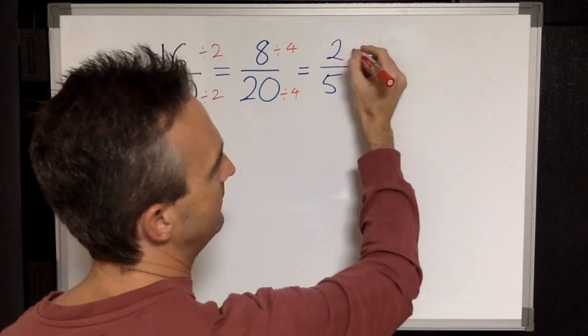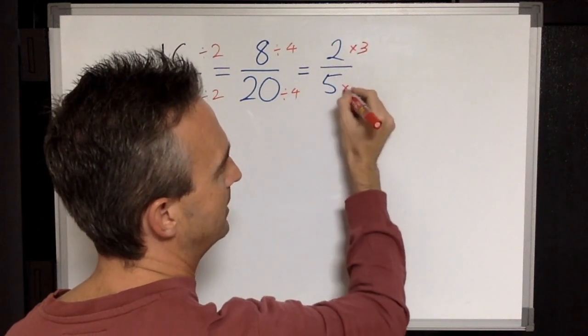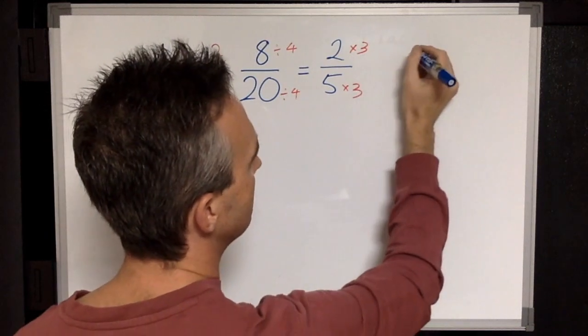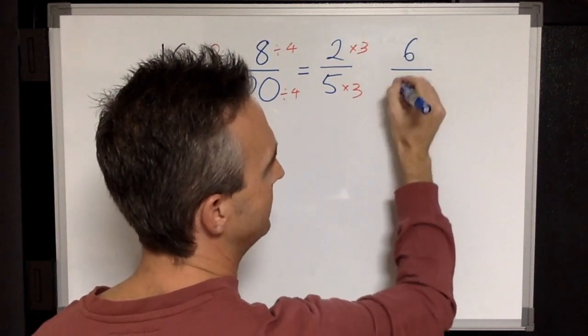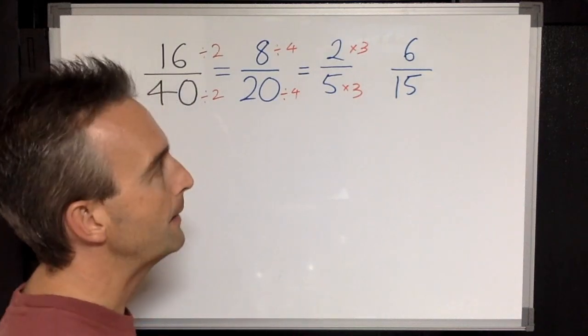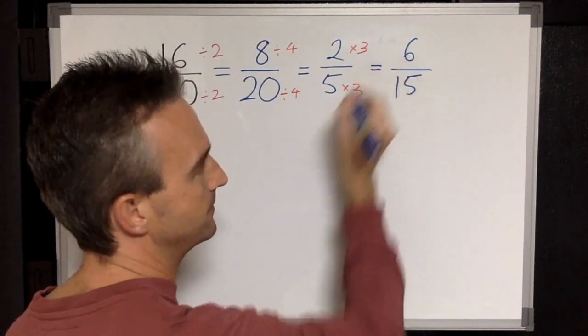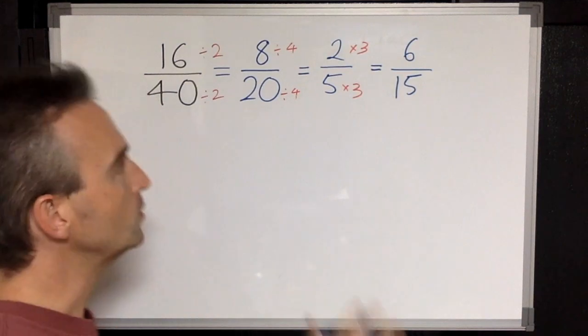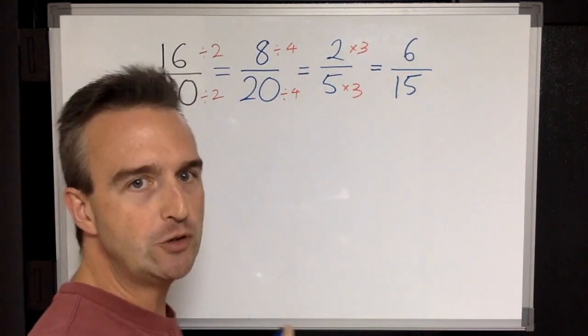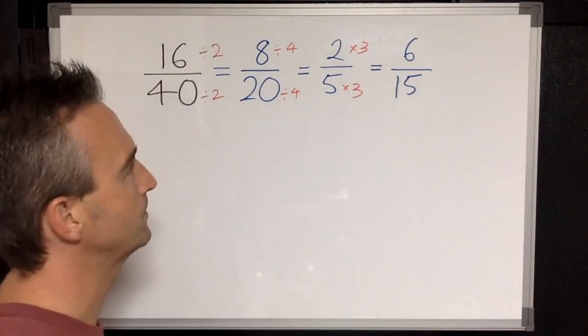I can also multiply it if I like. Let's try that. If I multiply the top by 3 and I multiply the bottom by 3, I get 6 on the top and 15 on the bottom. Once again, it looks different, but it actually is the same fraction. These fractions are what we call equivalent fractions. And you can do this trick whenever it is possible. Just remember that that trick only works for dividing and multiplying. It doesn't work for adding and subtracting.